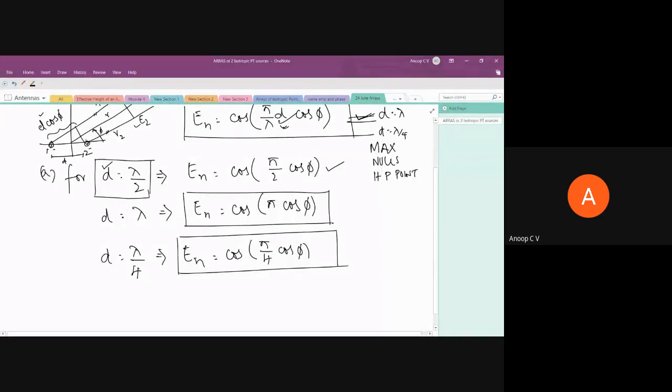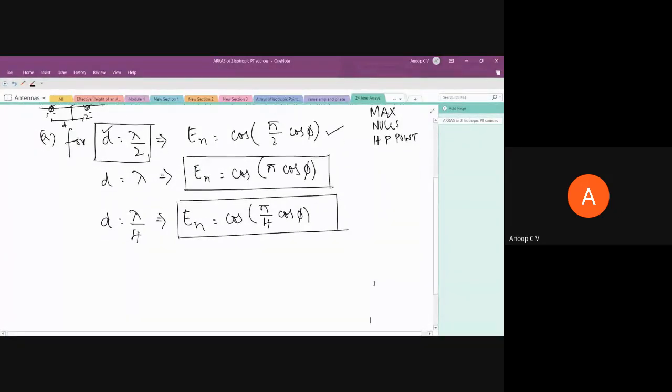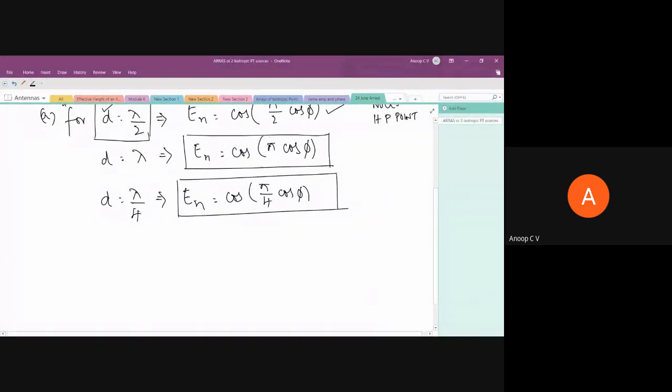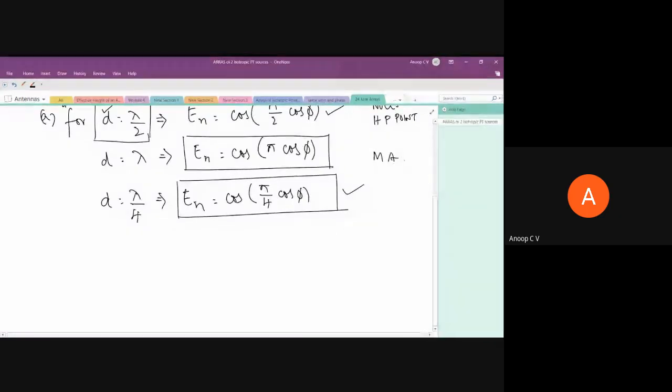As the separation changes, of course, the radiation pattern will change. So in the exam, what will be asked is that you have to find this pattern, and after that you have to plot it, sketch it. If you have to sketch it, you should know the direction of maxima, the direction of minima, and the half power points. Those things you should know.